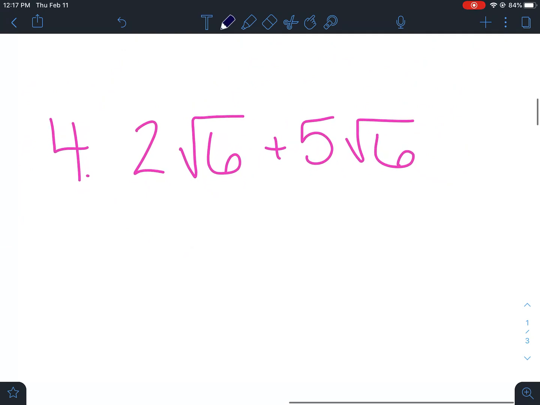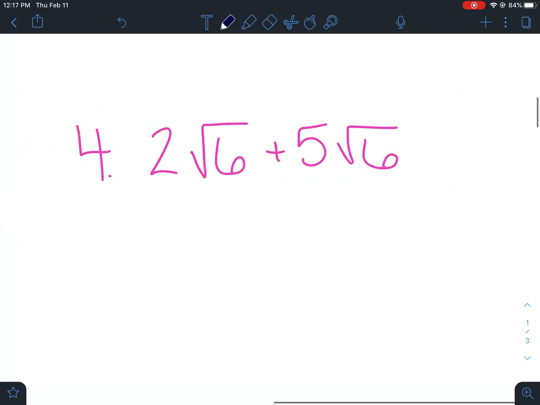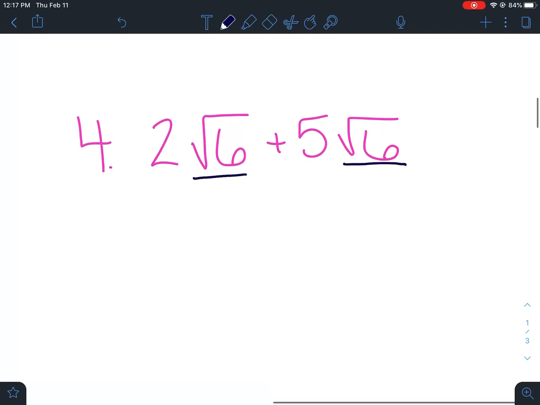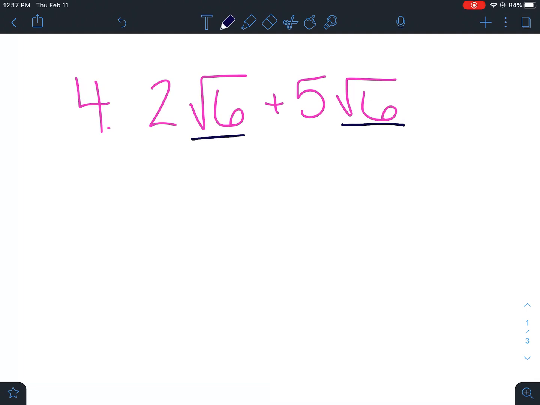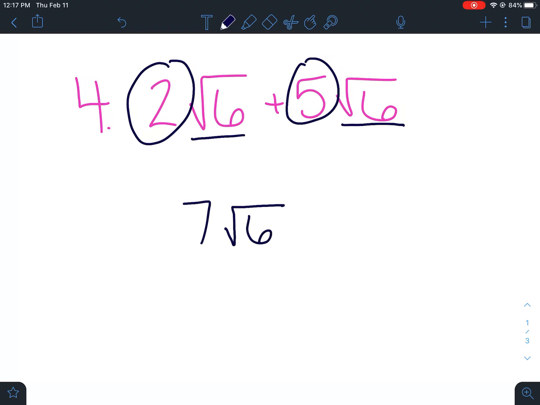Here we're talking adding and subtracting. When I'm adding or subtracting radicals, think of your radical like a variable. If they are not the same radical, we cannot add or subtract them. Here, square root of 6 is the same, so I just add or subtract the numbers on the outside. So 2 plus 5 is 7. Square root of 6 stays the same.